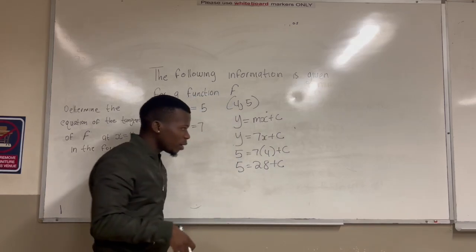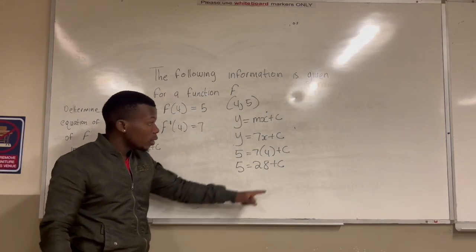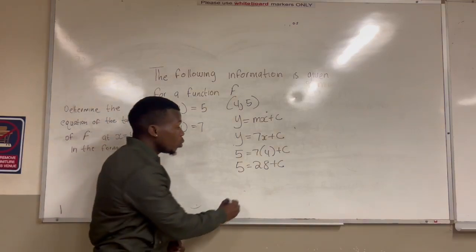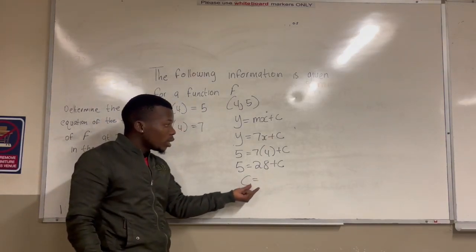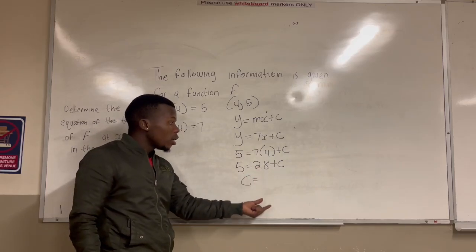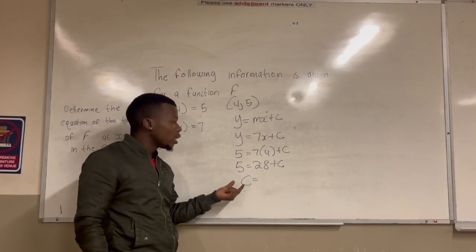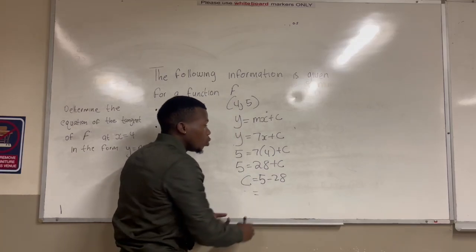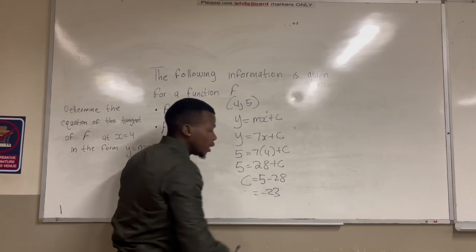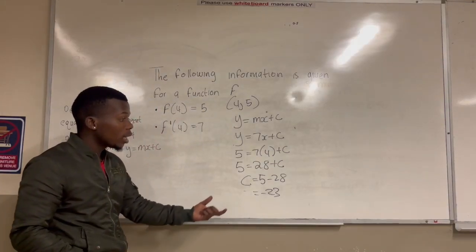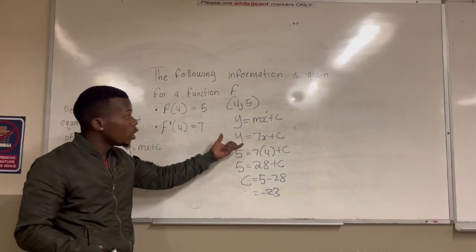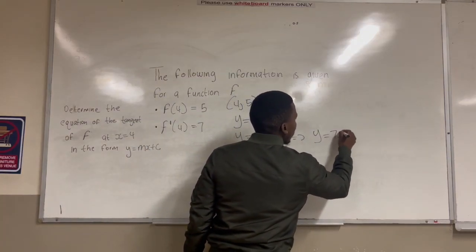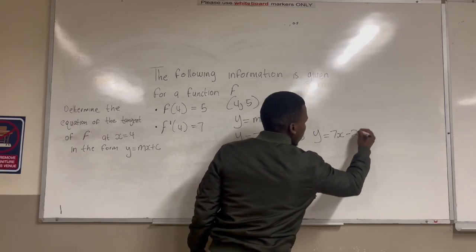Remember, my friend, my unknown here is c, meaning the aim is to make c the subject of the formula. c will be, 28 goes to this other side and changes sign from positive to negative, meaning I will have 5 minus 28, so the value of c is minus 23. I've calculated my constant. I need to take my constant back to my equation, of which this equation will be y equals 7x minus 23.